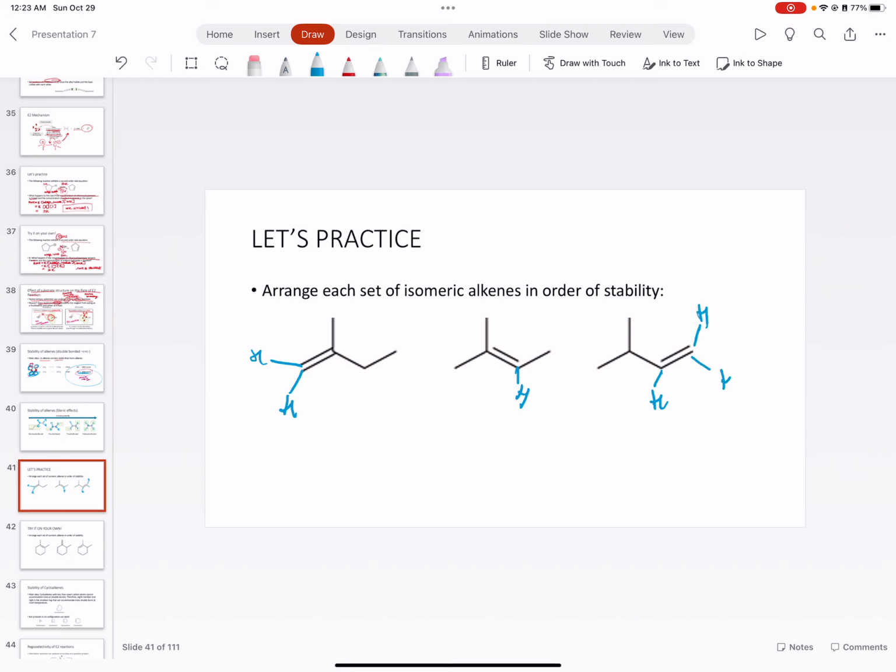And from the previous slide, we said that we like tetra, then tri, then di, and then monosubstituted. So then let's see, we said that this one was going to be disubstituted. This one is a trisubstituted. And this one is a monosubstituted.